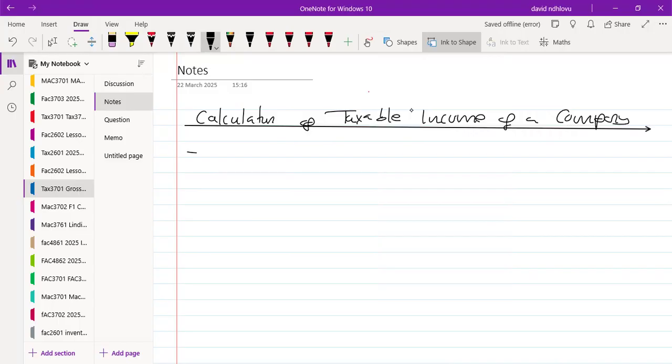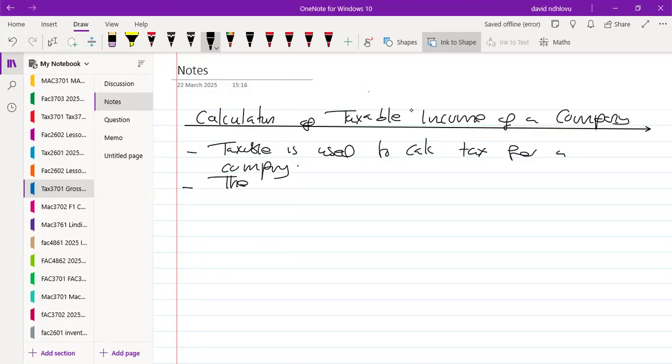So this amount, taxable income, is used to calculate company tax, or tax for a company or corporates. The tax is calculated at a rate of 27%. 27% of the taxable income.